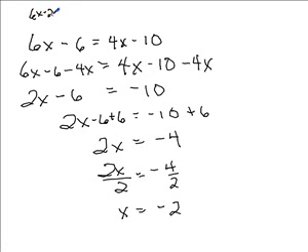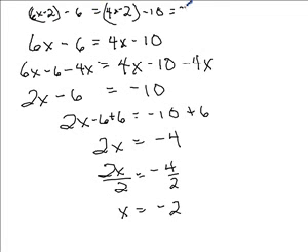6 times negative 2 minus 6 equals 4 times negative 2 minus 10. And that's going to be equal to 6 times negative 2 is negative 12 minus 6 is equal to, and over here I've got 4 times negative 2 is negative 8, negative 8 minus 10. So negative 12 minus 6 is going to be negative 18 equals negative 8 minus 10 is also negative 18. Always go back and check, and then you'll be sure that your answer is correct.